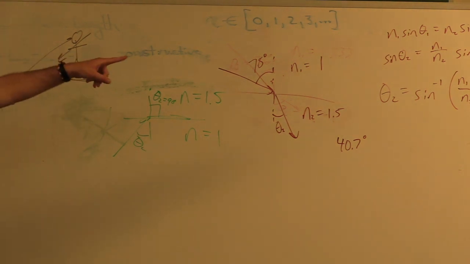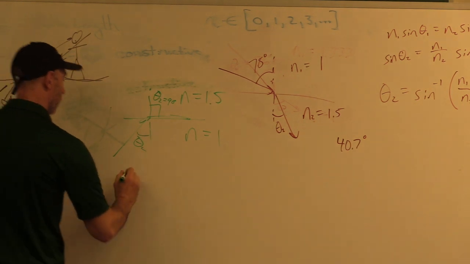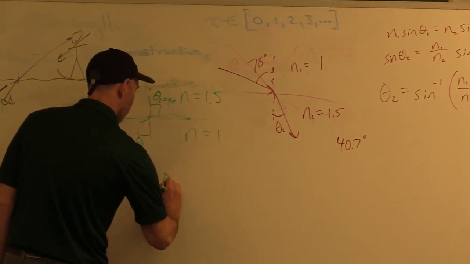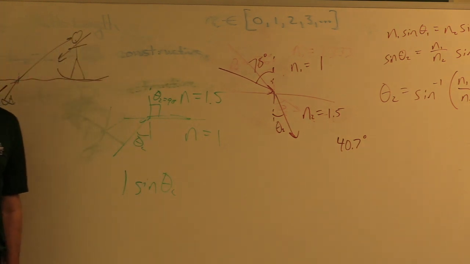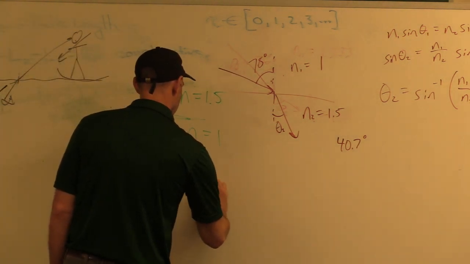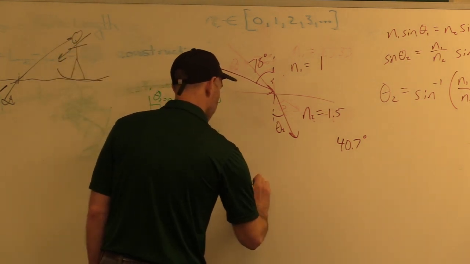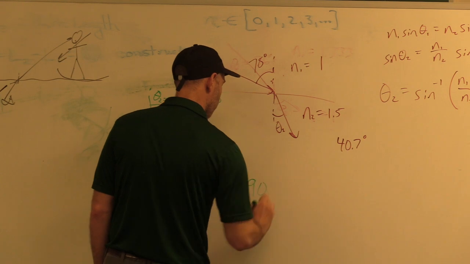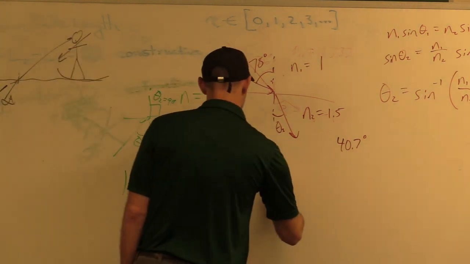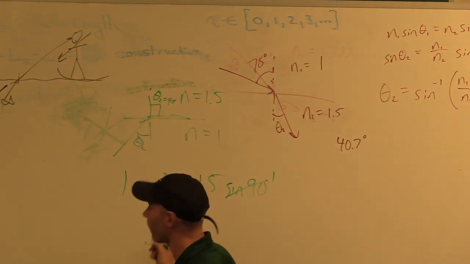So I'm going to go over here to my Snell's law equation. N1 is 1. Theta 1, we don't know. It's the critical angle, theta c, equals N2, which is 1.5. And sine theta 2 is sine of 90 degrees. What's the sine of 90 degrees? 1. So the sine of the critical angle equals 1.5 divided by 1.